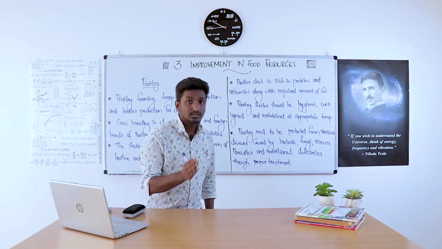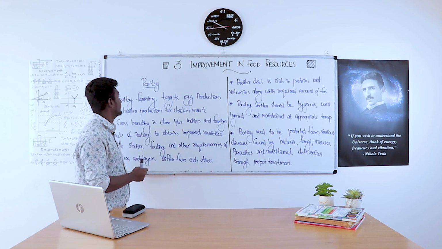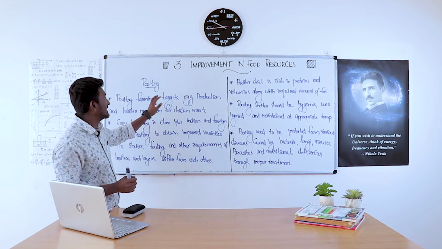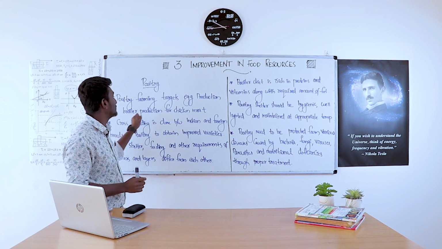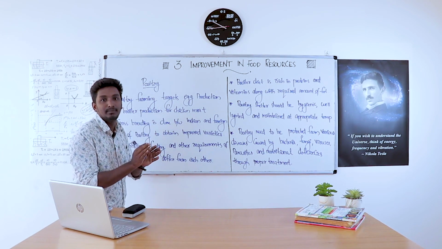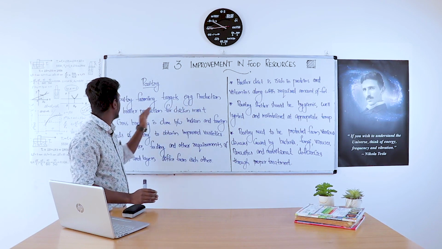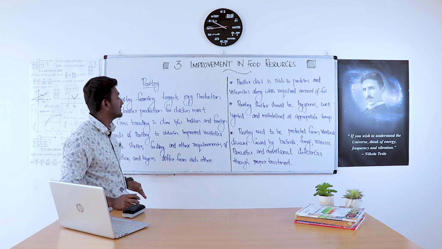Okay. Our next topic is poultry. What is poultry farming? Poultry farming targets egg production and broiler production for chicken meat. So poultry mainly focuses on two things, which are egg production and broiler production for chicken meat.